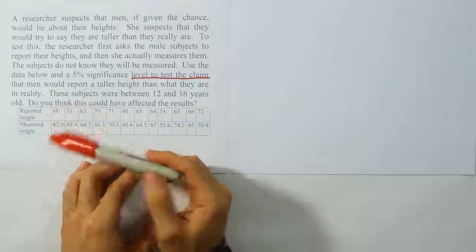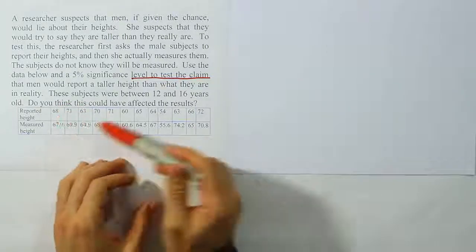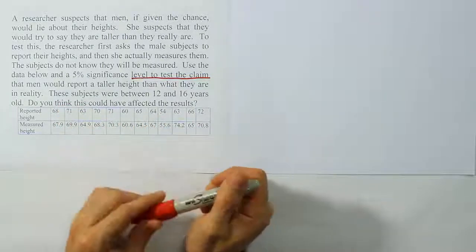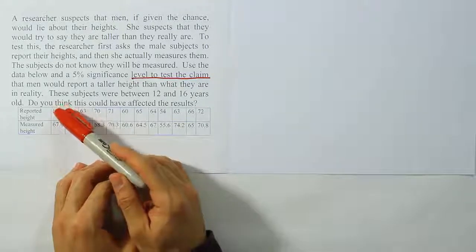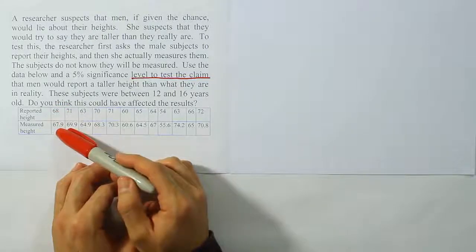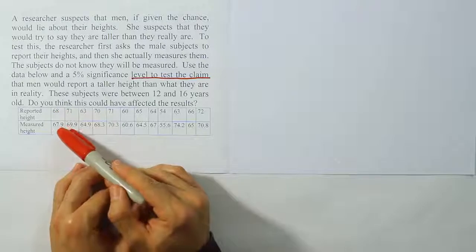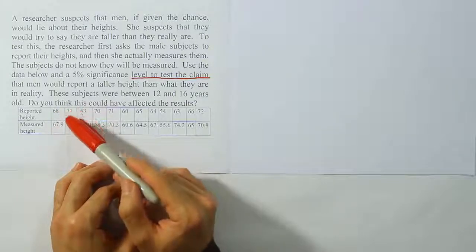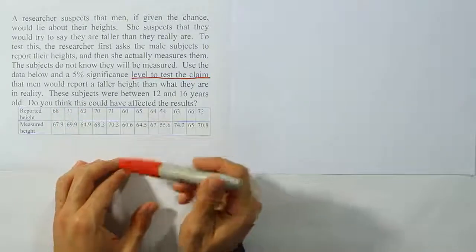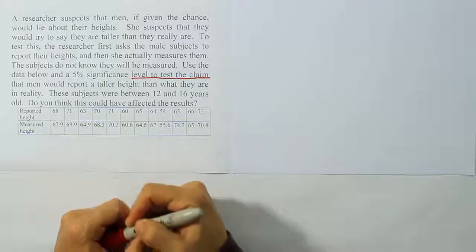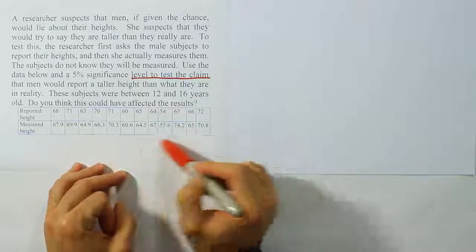So that means this data is dependent. The two rows of data are dependent upon one another because they basically involve data points coming from the same subject, right? A subject reports his height, then the subject is measured, and so on and so forth. So this is a dependent t-test. T-test because the sample size is small, correct?